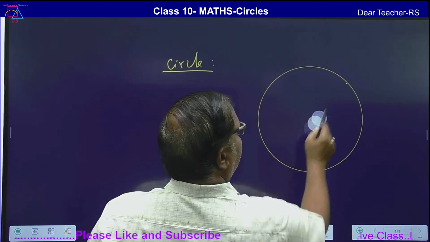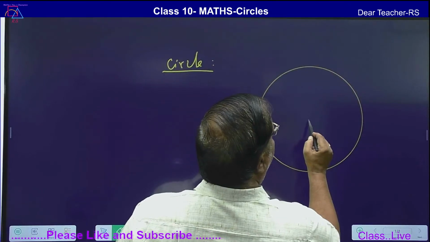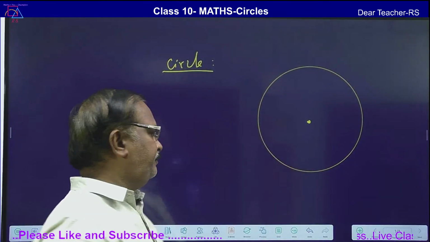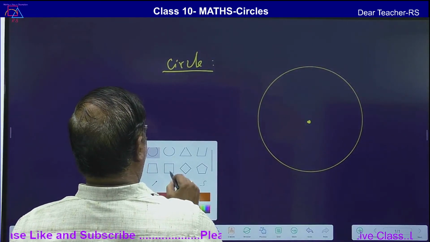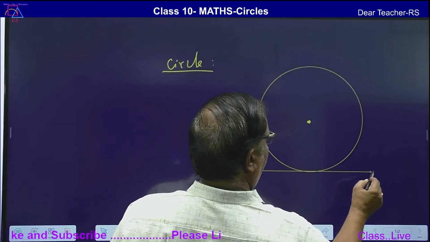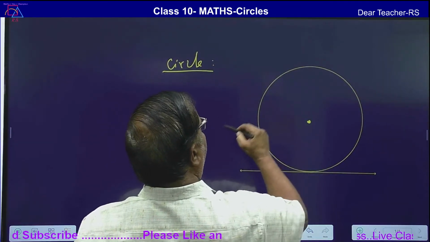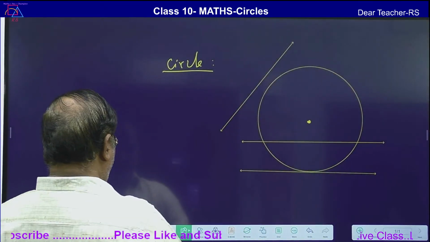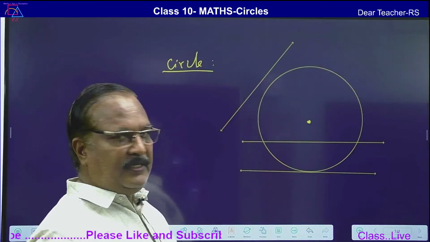So now I have rubbed everything, and let us take a circle and a line. I will take a line like this. If you have a circle and a line, only three possibilities are there.